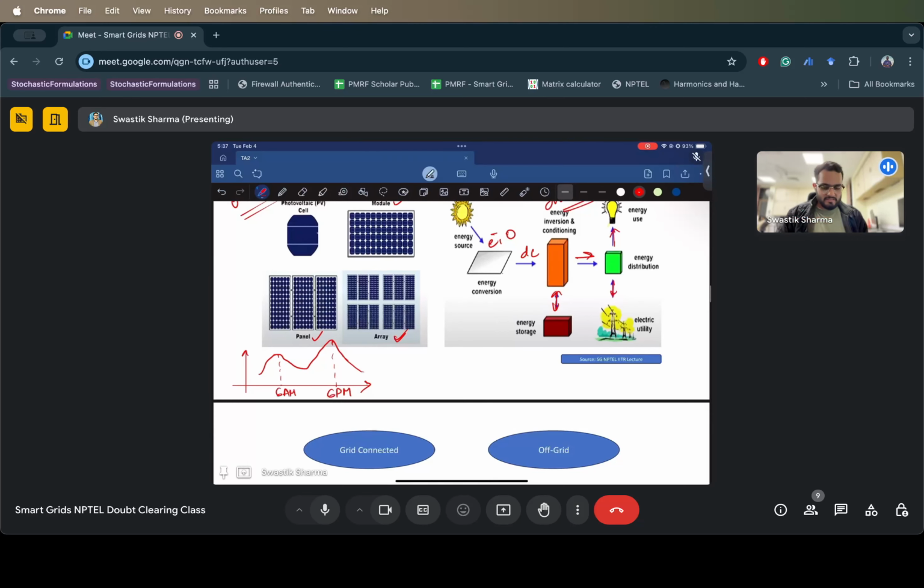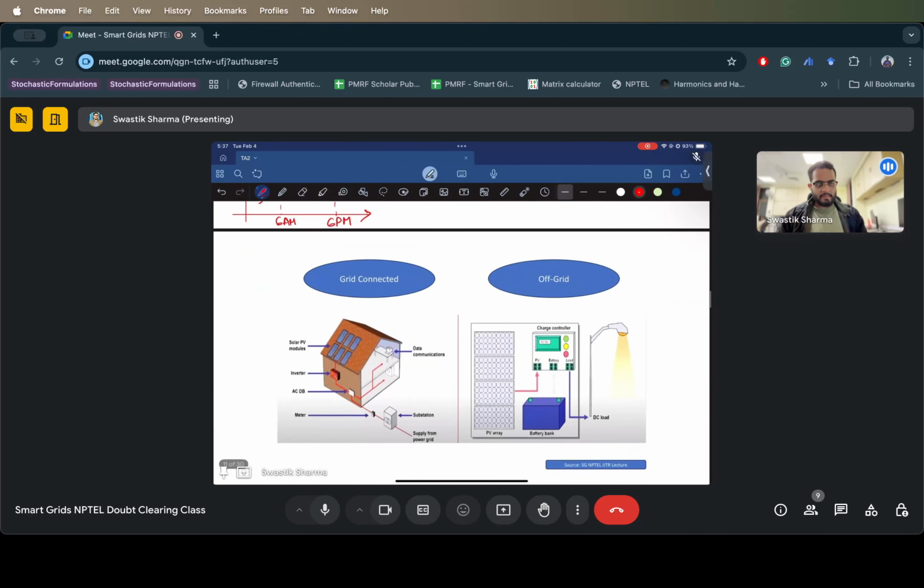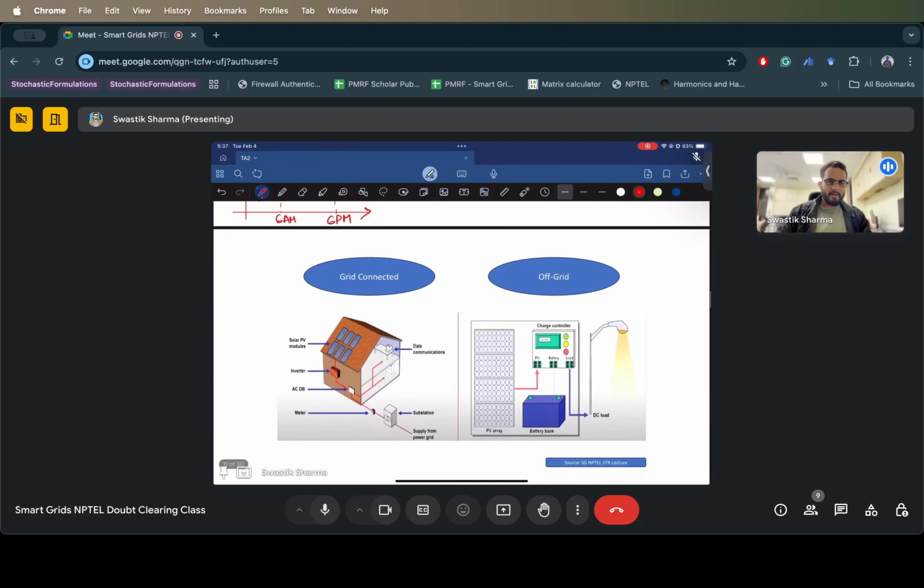A solar energy system works in two ways: either grid connected or off grid. When I say grid connected, it is connected to a grid, so it can supply energy back to the electric utility. That's what is happening over here. You have your modules, you have your inverter, and you have your AC distribution box. So what is an AC distribution box? No one knows, right? Someone knows what an ACDB is?